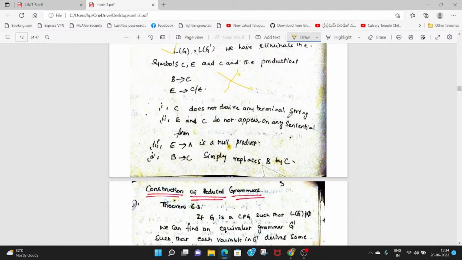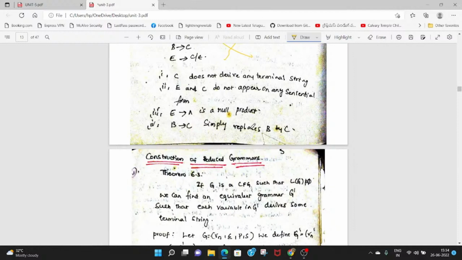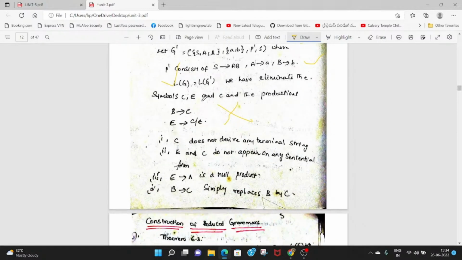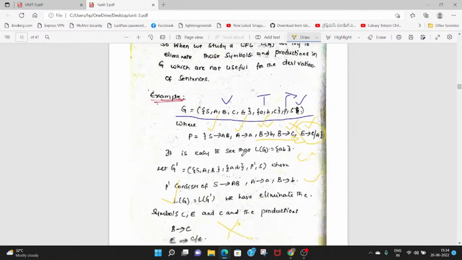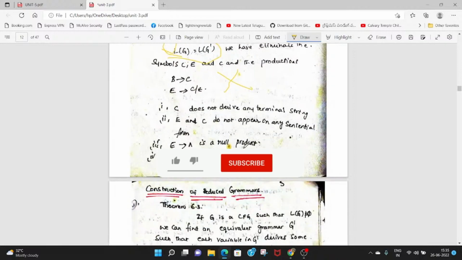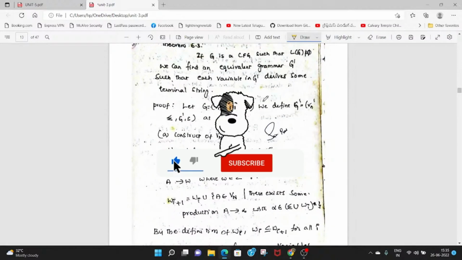Why am I removing these? See, these are the reasons. C does not derive any terminal string, and E and C do not appear in any sentential form. E tends to epsilon, which is a null production, and B tends to C is simply replaced by B by C. Because of these reasons, I am eliminating these productions, and this is my reduced grammar for the given equivalent grammar. Okay. And after that, construction of a reduced grammar.